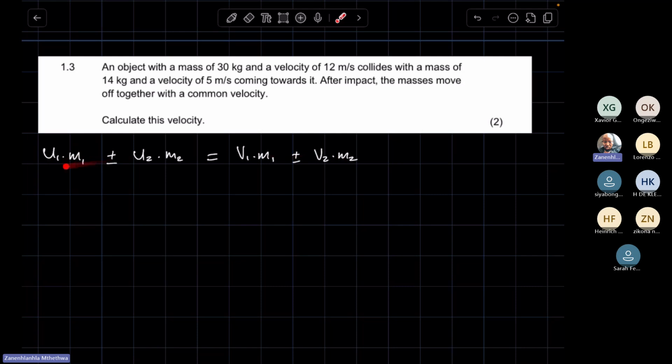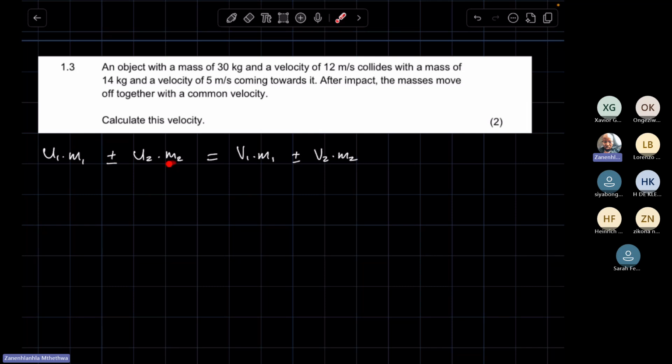Right? This is the one and only equation you are going to use here. Now here it is plus or minus, right, because of direction. If, say, you are looking at two objects, one headed east and one headed west, the one headed west is going to be negative. That is why we say plus or minus here.